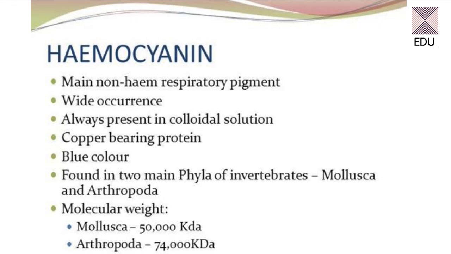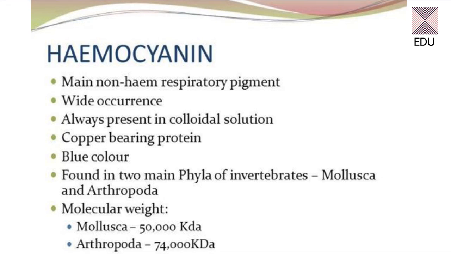It has a wide occurrence. It is found in many of the invertebrates. It is always present in colloidal solution form. It is a copper-bearing protein. This clearly shows that it does not have iron, but it has copper as the metallic part. Because of the presence of the copper, it gives a blue color to the blood. So it is a blue colored pigment.